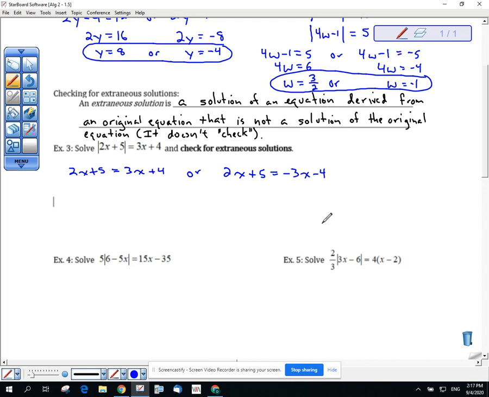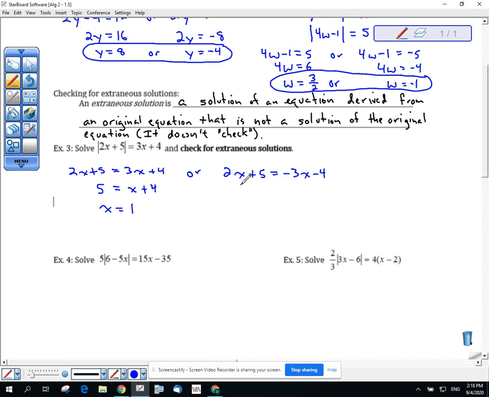Okay? Now let's solve. Here you would subtract 2x from both sides. Most people would choose that. And then subtract 4 from both sides to get x equals 1. I always like my variable on the left, so you get 1 equals x. I just flip that around. I think you should do that also.